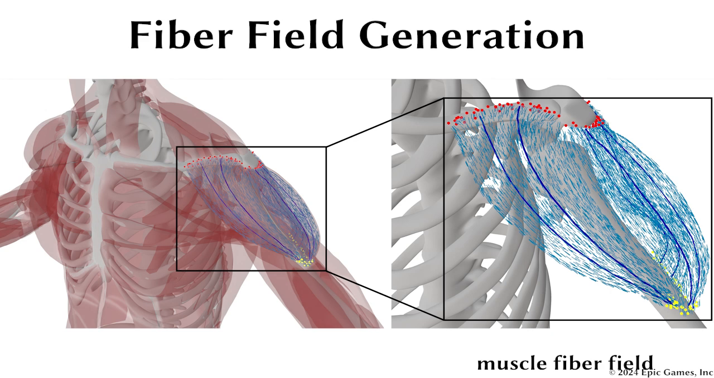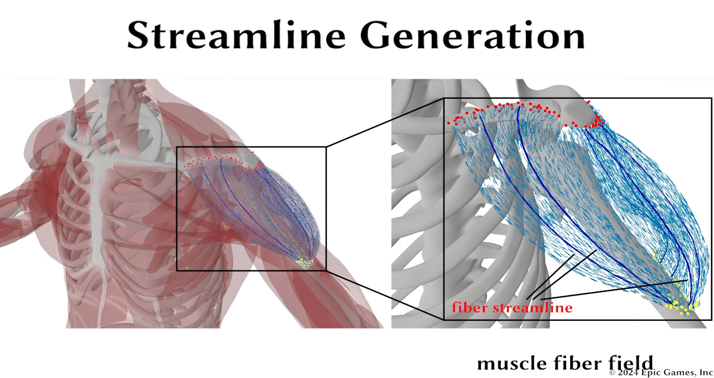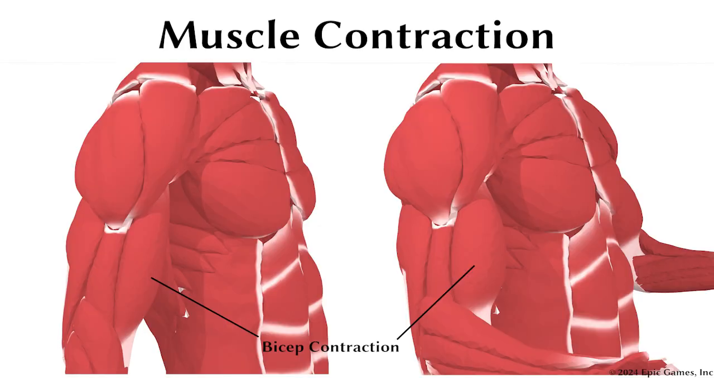We model the muscles as isotropic hyperelastic material with anisotropic rest states based on muscle fiber fields. We can obtain a per-element muscle fiber field by solving the Laplace equation with different Dirichlet conditions on muscle origin and insertions. We can generate muscle fiber streamlines flowing from origin to insertions in the fiber field. We model muscle contraction as shrinking the element rest state in the fiber direction and expanding in the orthogonal directions.